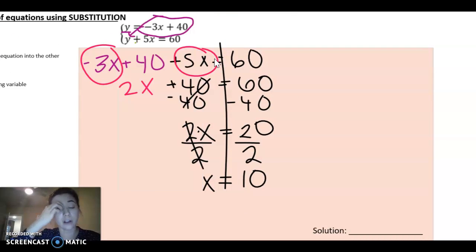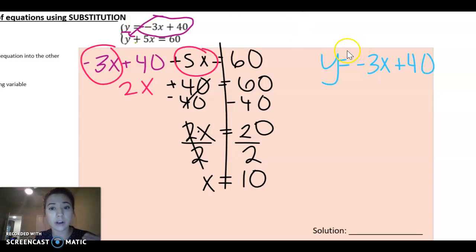I'm going to use a different color to show this. So again, I mentioned this yesterday. Plug your 10 back into either of these equations. It's easier usually to plug it into the one that's already solved for y. So for this one, I would write y equals negative 3x plus 40.